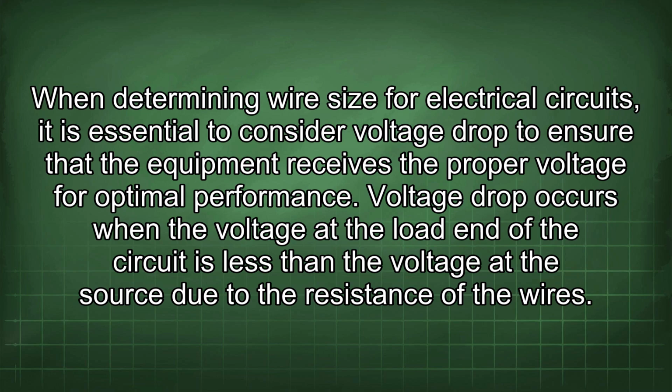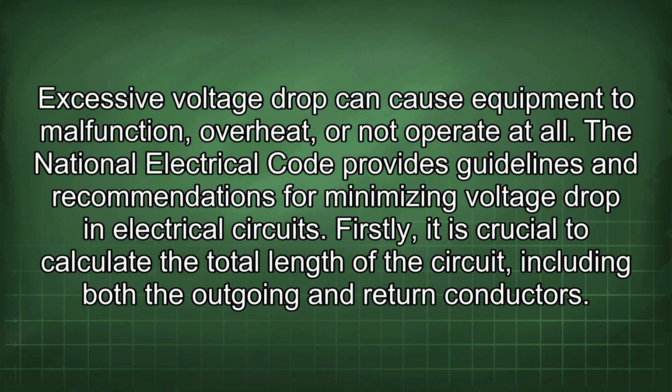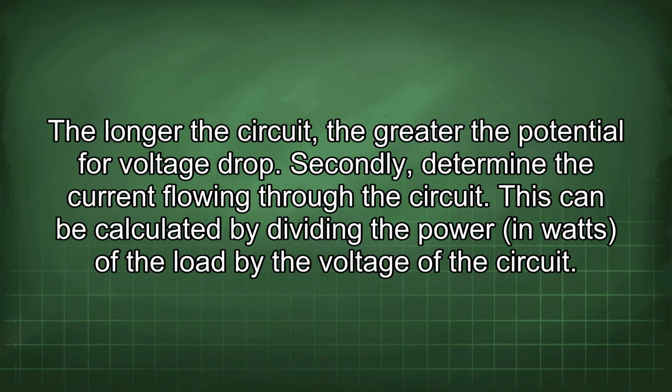Voltage drop occurs when the voltage at the load end of the circuit is less than the voltage at the source due to the resistance of the wires. Excessive voltage drop can cause equipment to malfunction, overheat, or not operate at all. The National Electrical Code provides guidelines and recommendations for minimizing voltage drop in electrical circuits. Firstly, it is crucial to calculate the total length of the circuit, including both the outgoing and return conductors. The longer the circuit, the greater the potential for voltage drop.